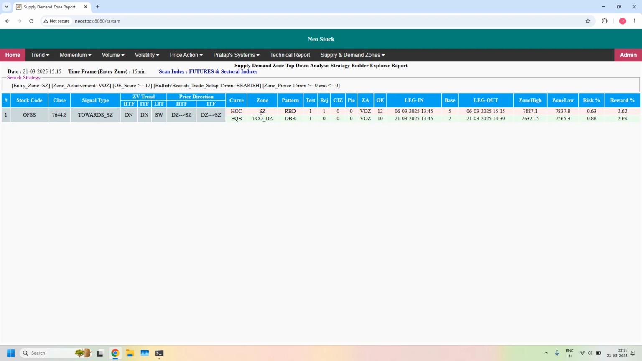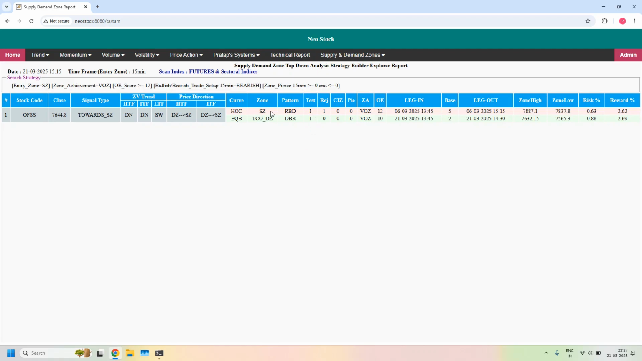So this supply zone is supporting a bearish trade setup for daily income trade. And this entry time frame zone is a 15-minute supply zone, because the entry time frame is 15 minutes and the entry zone is a supply zone. Let us check what kind of probability this zone might have to succeed.